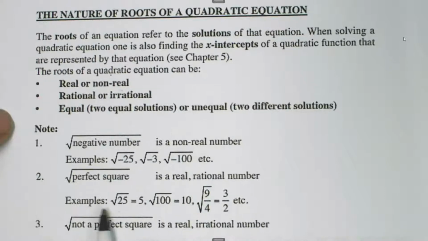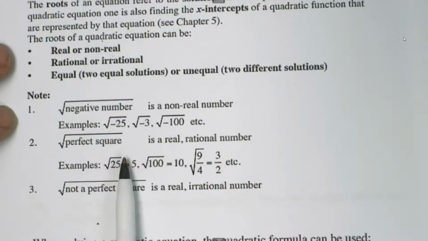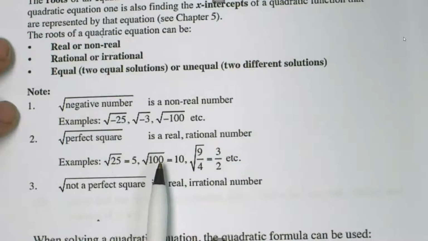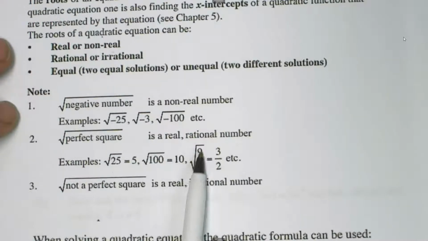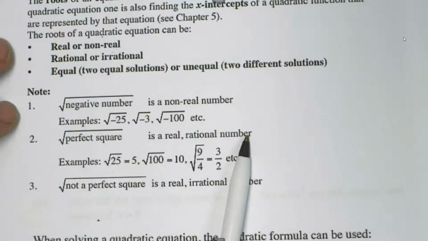And what is a perfect square? It is finding the square root of a number that has no remainder. The square root of 25 is 5, so it is real and rational. The square root of 100 is 10, it's real and rational. The square root of 9 over 4 is 3 over 2, which is 1.5, it's real and rational. And if it's not a perfect square, then the solution is real and irrational. The square root of 10 is irrational, real and irrational.